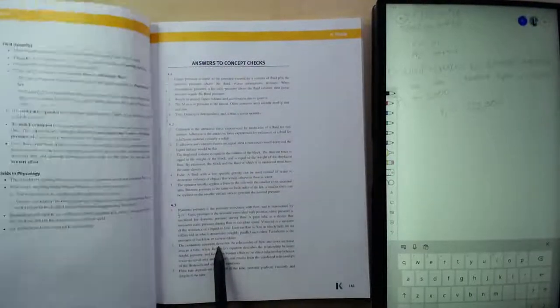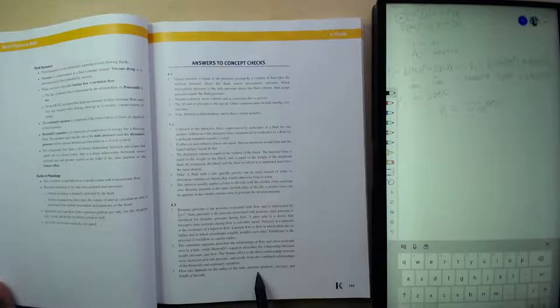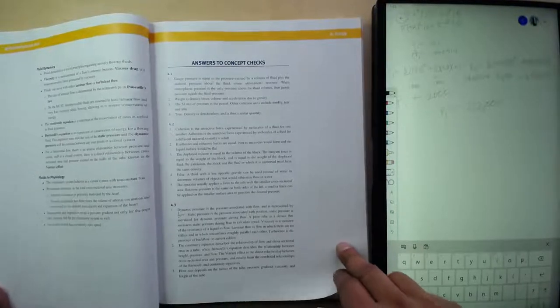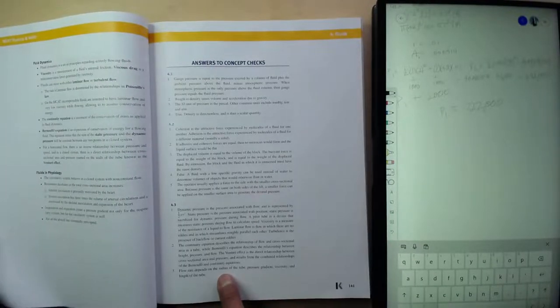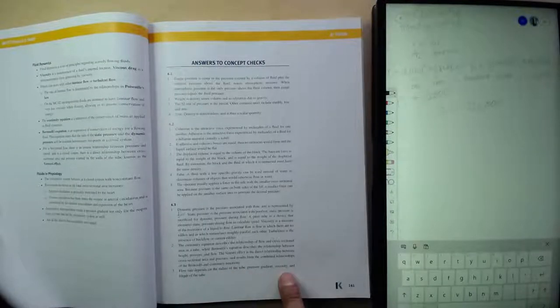The continuity equation describes the relationship of flow and cross-sectional area in a tube, while Bernoulli's equation describes the relationship between height, pressure, and flow. The Venturi effect is the direct relationship between cross-sectional area and pressure and results from the combined relationship of the Bernoulli and continuity equations. Flow rate depends on the radius of the tube, pressure gradient, viscosity, and length of the tube. Okay, so not just the area and the pressure, but also the viscosity and length of the tube.